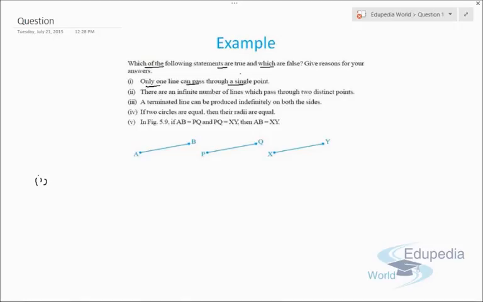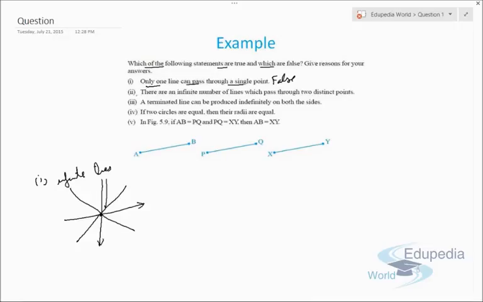Now you can see clearly that this statement is false, since if we draw a point like this, we can draw n number of lines passing through this point, like this, like this, like this, like this. We can have infinite lines. So from the visual representation you can clearly see that this statement is false.